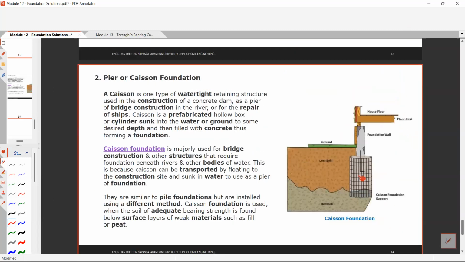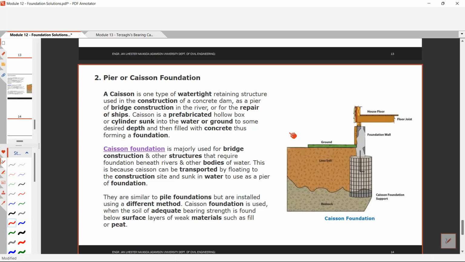Okay, so for number two, we have a pier or a caisson foundation. So a caisson is one type of watertight retaining structure used in construction of a concrete dam, as a pier of a bridge construction in the river, or the repair of ships. So a caisson is a prefabricated hollow box or a cylinder sunk into the water or ground to some desired depth and then filled with concrete, thus forming a foundation.